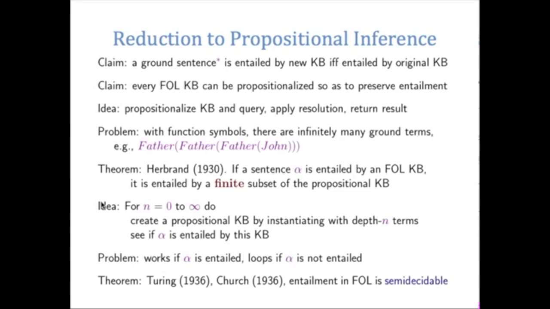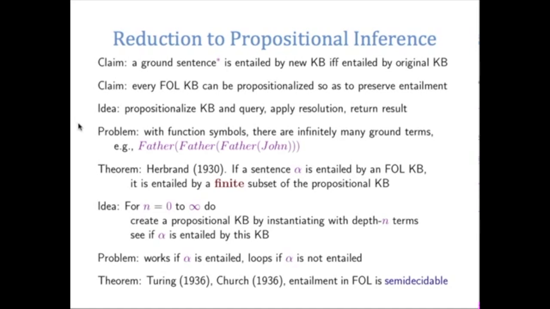Now, the problem is that with function symbols, there are infinitely many ground terms. So if we have father of, we can have the father of John, the father of the father of John, and the father of the father of the father of John. And so the problem is that propositionalizing becomes really tough because we'd have an infinite number of ways of making ground versions of our universally quantified sentences. So Herbrand's theorem from 1930 says that if a sentence alpha is entailed by a first-order knowledge base, it is entailed by a finite subset of the propositional knowledge base.